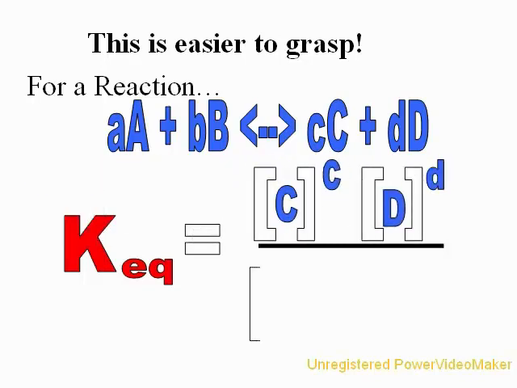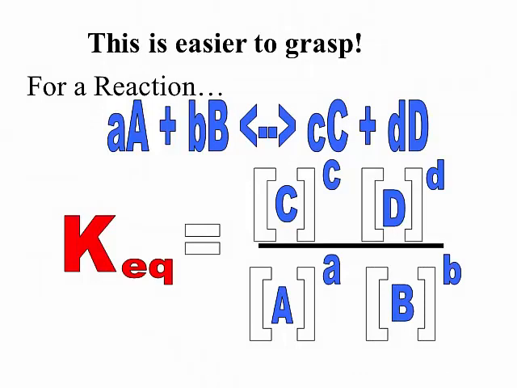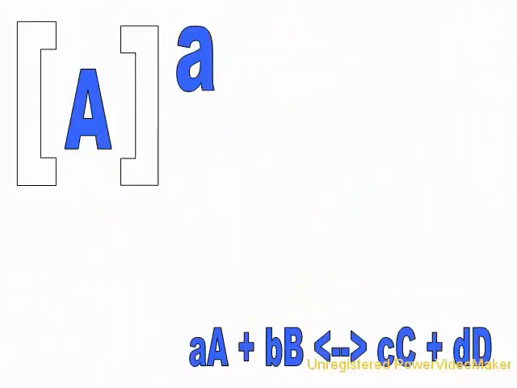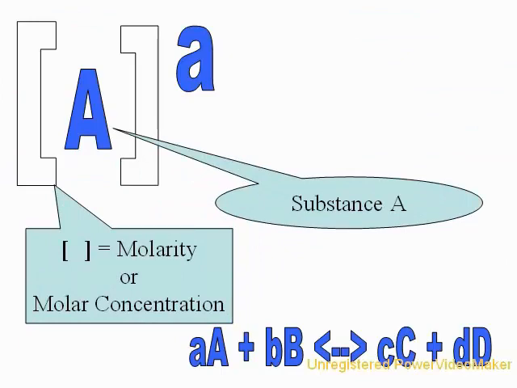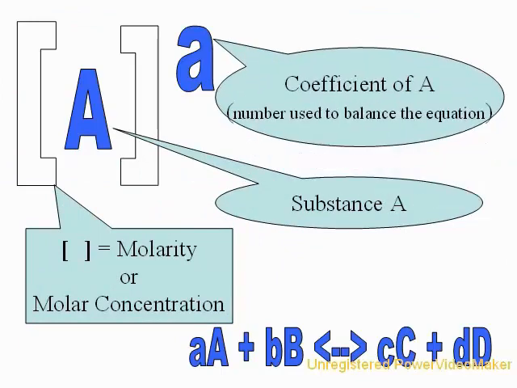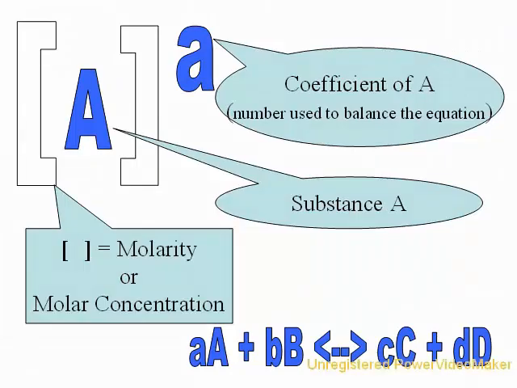What you see here is the molarity of C raised to its coefficient times the molarity of D raised to its coefficient, C and D being the products, divided by the molarity of A raised to its coefficient times the molarity of B raised to its coefficient, A and B being the reactants. Let's take a closer look at what each one of these symbols represents. The brackets represent the molar concentration, or moles per liter. Capital A represents substance A, and the small a represents the coefficient of A. The coefficient is the number that we would use to balance the chemical reaction.